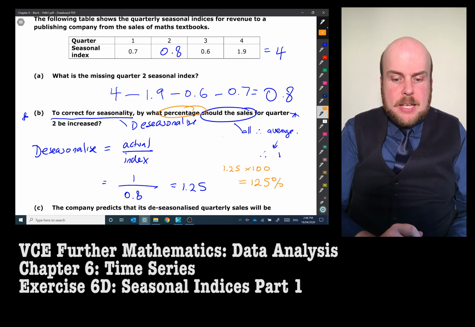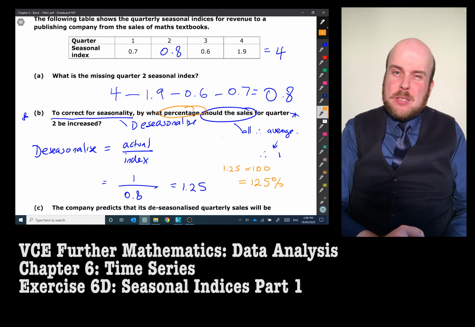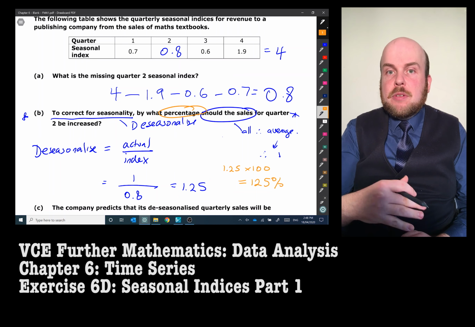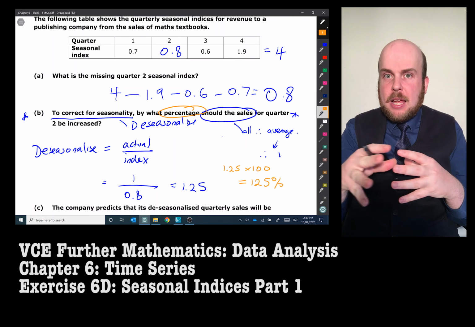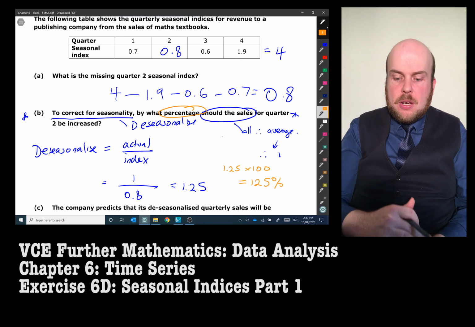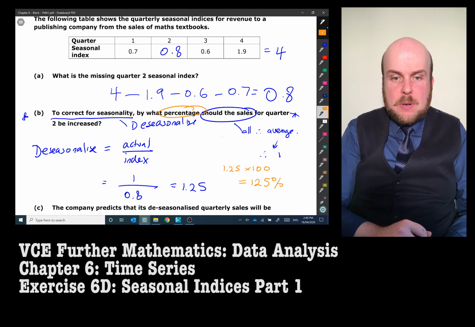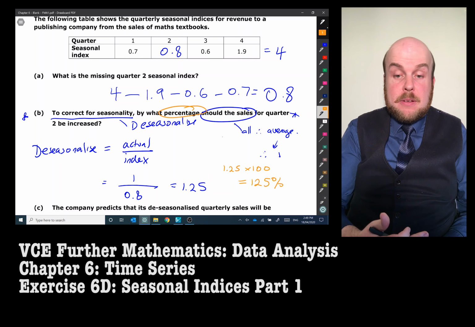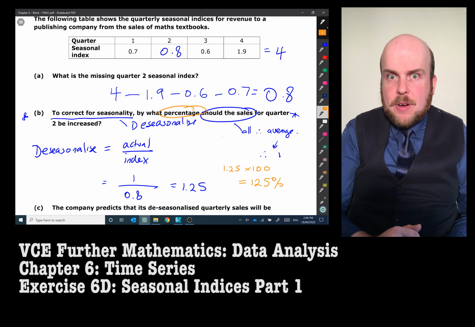A common trap and mistake is that people will look at the seasonal index and say, oh, it's 0.8, that's 20% below the average, so therefore I need to increase it by 20%. No, because that's not compensated, that will not change. You're just plonking on a random 20% of what? No, you need to get 1 divided by 0.8, which gets you that 1.25, and then you multiply whatever those figures are by 125%, or times it by 1.25.